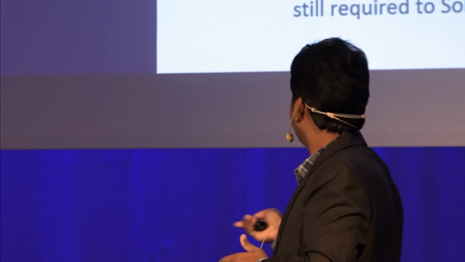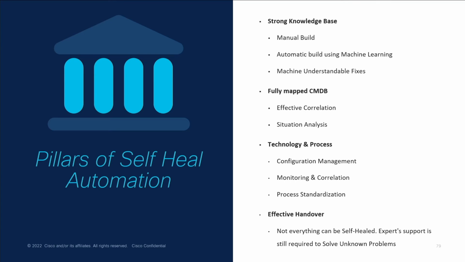So we have to make sure that standardization happens everywhere in the operations that we follow, in the naming convention that we use for the devices, in the technology, or every action that we are performing. We have to make sure that it is standardized so that the automation will go through smoothly. And we also need to have an effective handover.